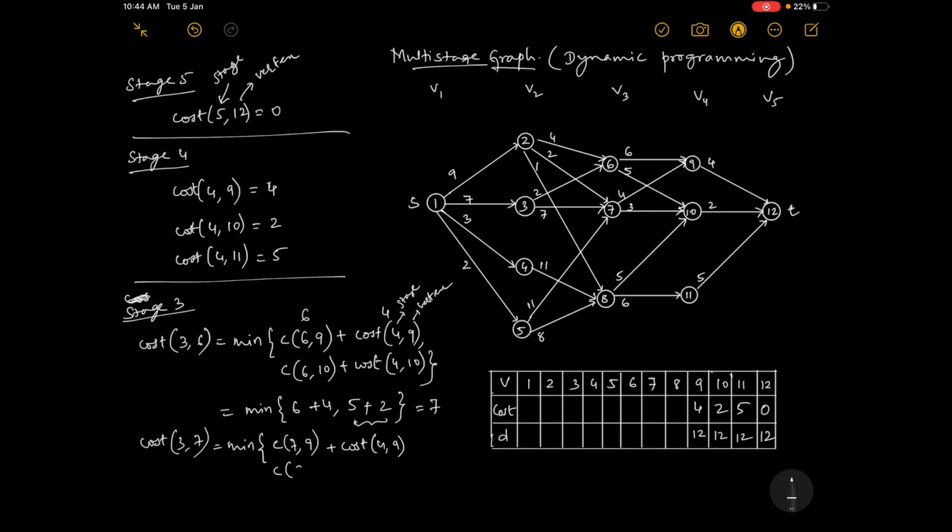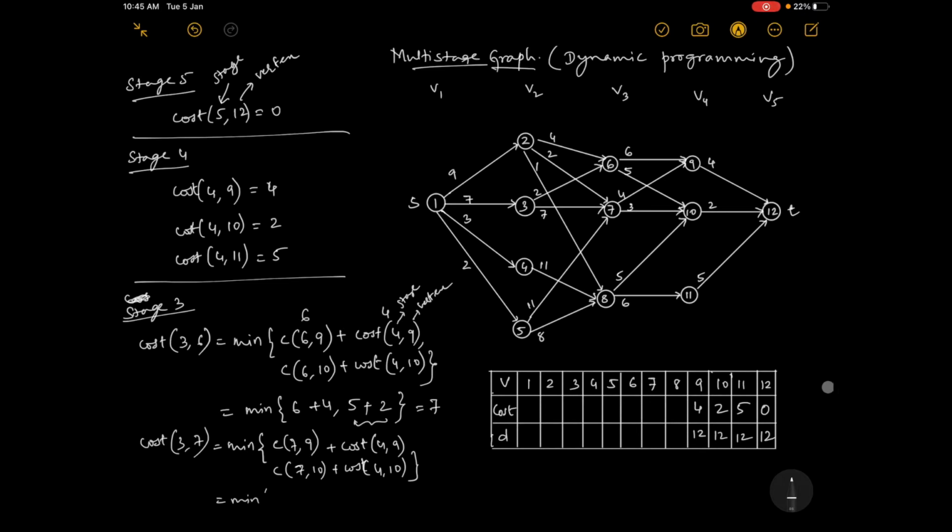and C of 7 comma 10 plus cost of 4 comma 10. Yes or no? Correct? Sometimes I miss the T, it becomes cost. Don't worry, it is cost. So C of 7 comma 10. C of 7, this is one path first. C of 7 to 9 plus cost of stage 4 9. Next, C of 7 comma 10 plus cost of stage 4 10th element.